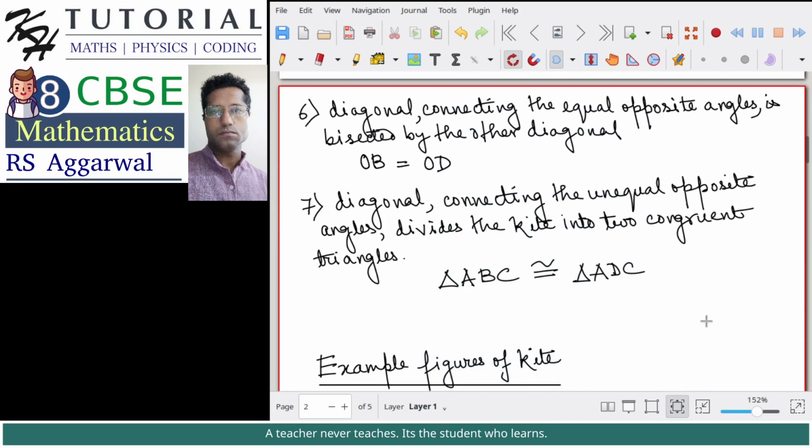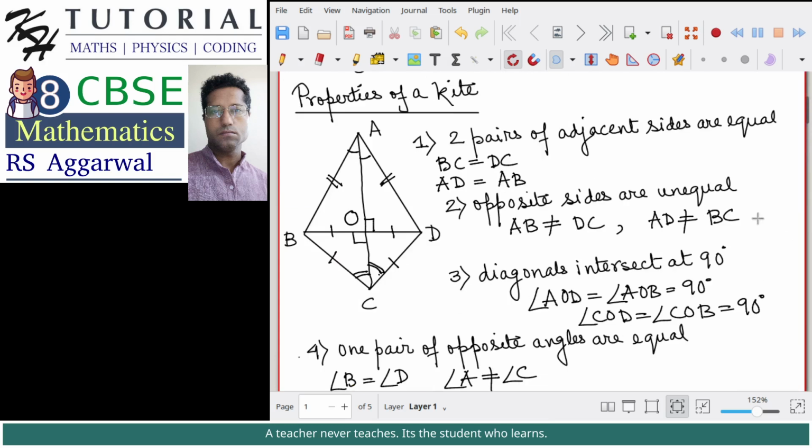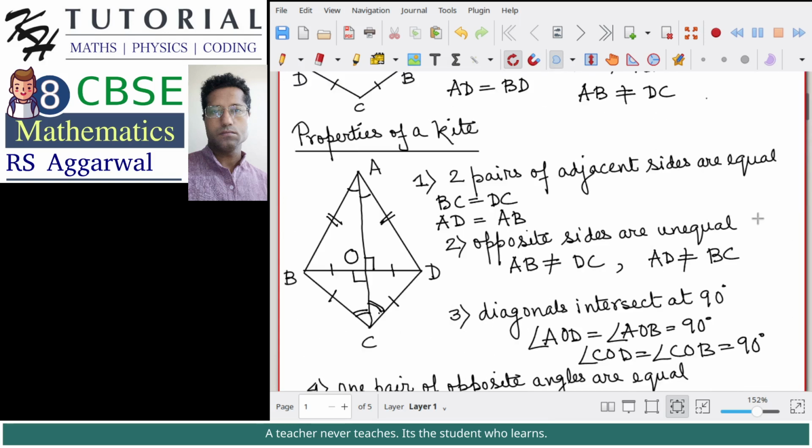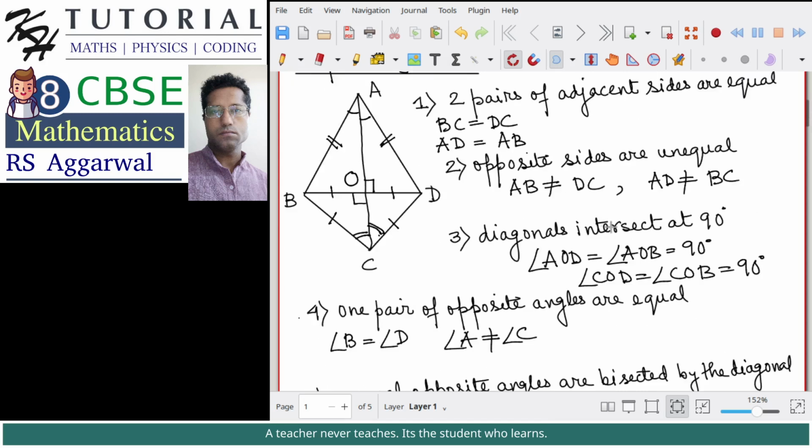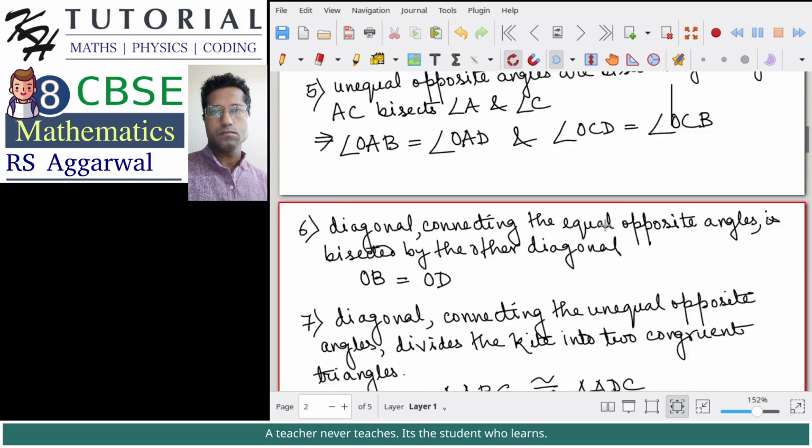So the diagonal of the kite which bisects the pair of unequal opposite angles, that diagonal divides the whole kite into two congruent triangles. So all the properties of the kite are super important, and they will be heavily used while solving problems. Okay, so this is regarding the properties of a kite.